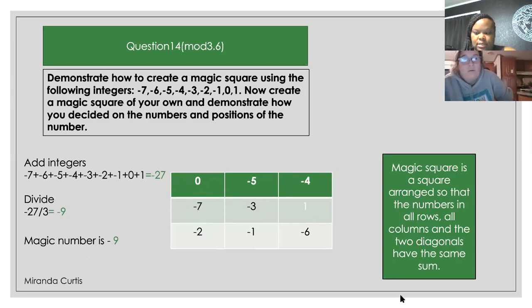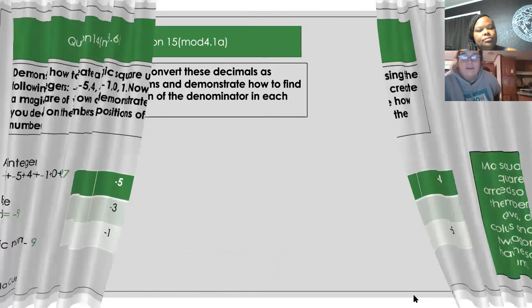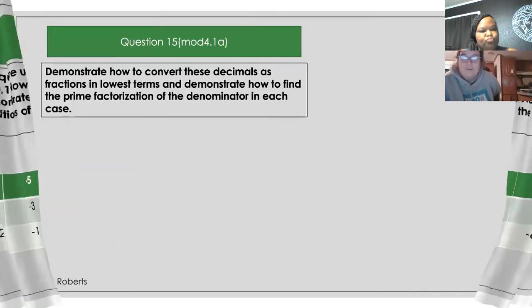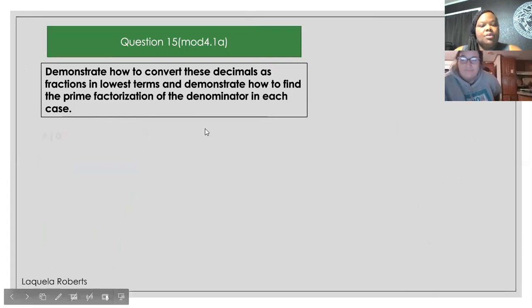Okay, Miss Dominique, question 15. Okay, question 15, mod 4, question 1a. Demonstrate how to convert these decimals as fractions in lowest terms and demonstrate how to find the prime factorization of the denominator in each case.